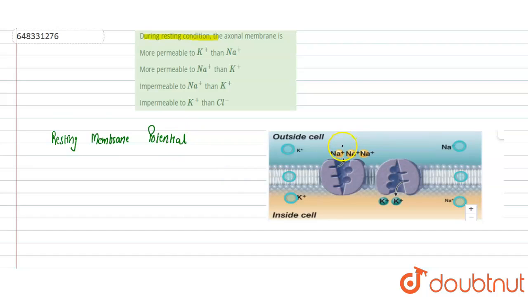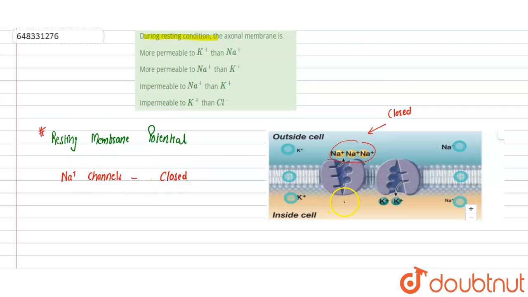Here we can see that when a nerve impulse is conducted by the action potential, the sodium and the potassium gated channels become open. But in case of the resting membrane potential, these sodium gated channels are completely closed. It means the membrane is not permeable to sodium.